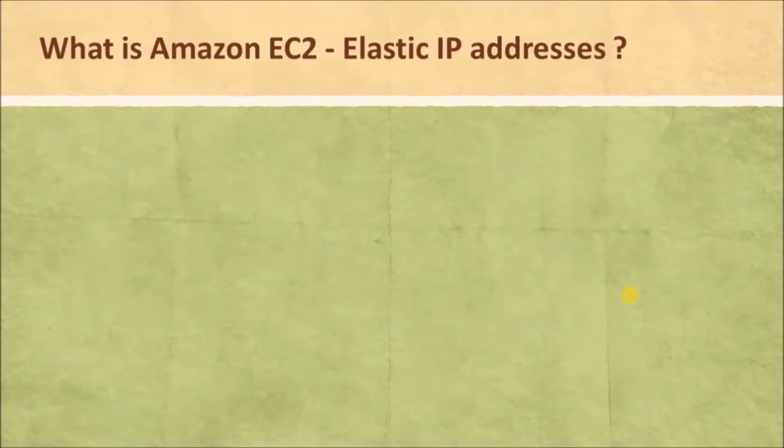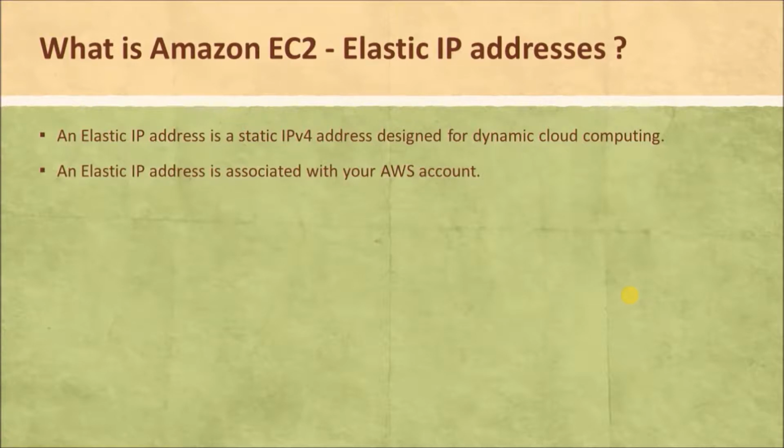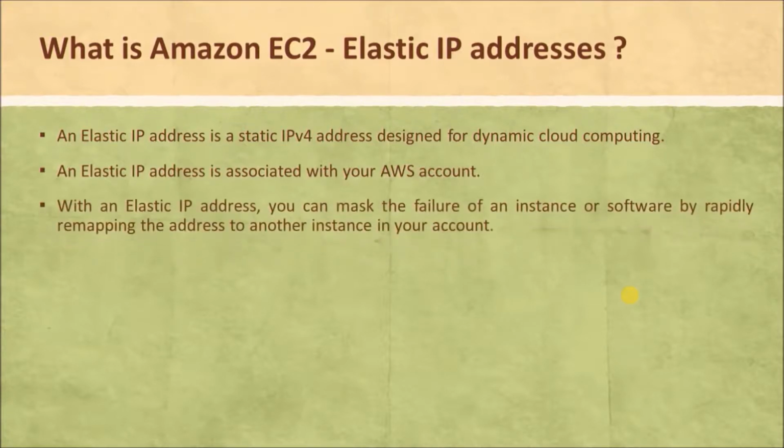What is Amazon EC2 Elastic IP Addresses? An elastic IP address is a static IPv4 address designed for dynamic cloud computing. An elastic IP address is associated with your AWS account. With an elastic IP address, you can mask the failure of an instance or software by rapidly remapping the address to another instance in your account.